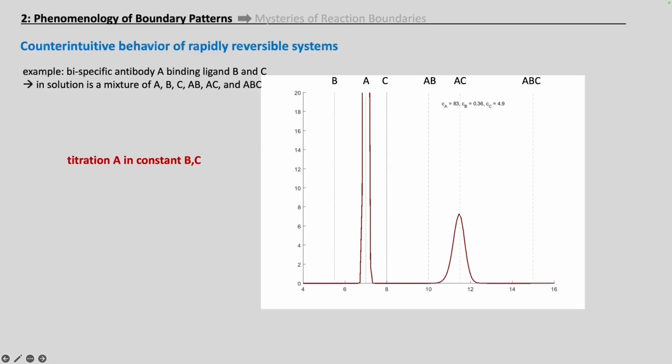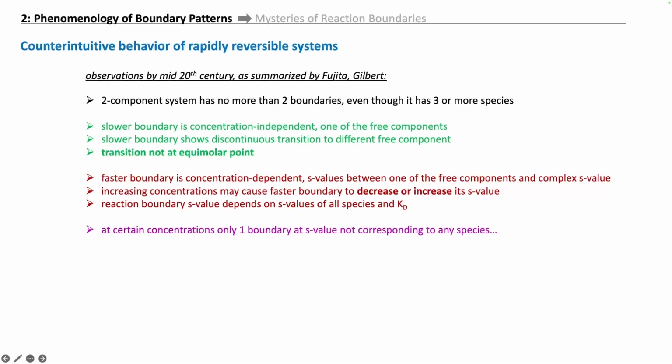So what is going on? How come that increasing a concentration of a binding partner can cause the sedimentation boundary velocity to decrease, and in the course of this titration then to suddenly change course? Observation of these mysterious sedimentation properties of reacting systems have a long history.